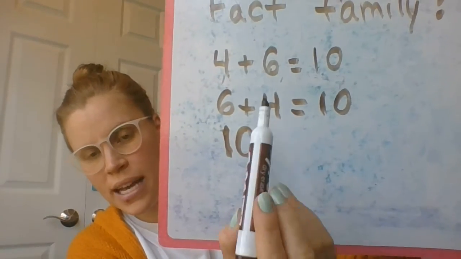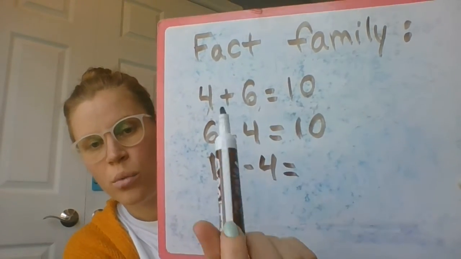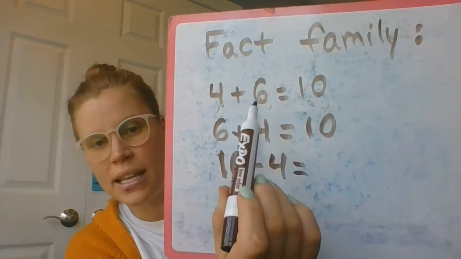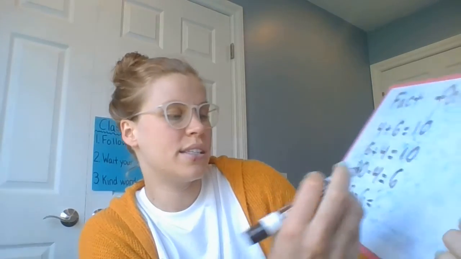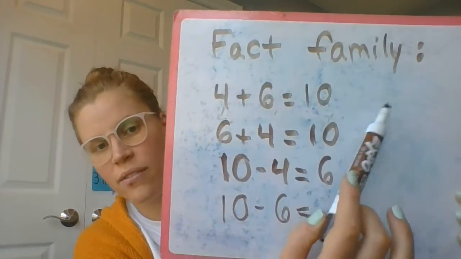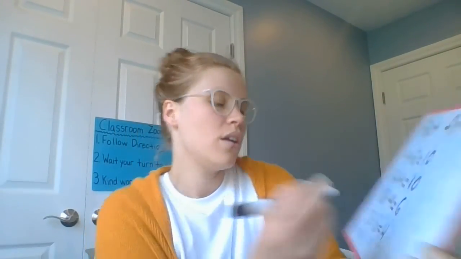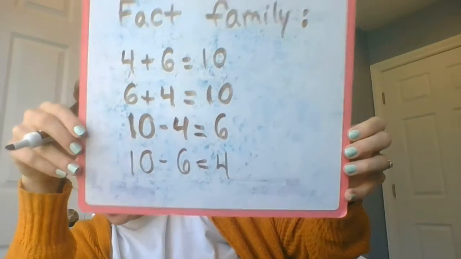And if we're going to do a subtraction problem, we could put 10 minus 4. And using the three numbers in our fact family, we would know that the number that we're missing is 6. 10 minus 4 is 6. Then, if we switch the 6, we would know that 10 minus 6 equals, look up at our fact family, and which number are we missing? 4. So this is an example of a fact family for addition and subtraction.